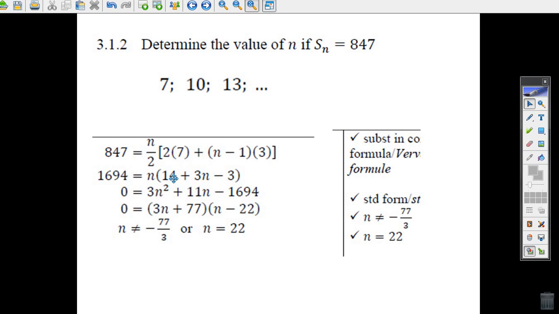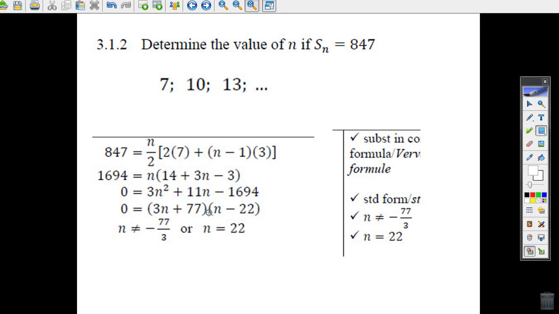You're going to have 14. Oh, here we go. There's minus 3n like that. You've got yourself 3n, and then you've got a minus 3 right there. 3n minus 3, and there's 14. Okay, so n times 3n is 3n squared. 14 times n, that should be 14.